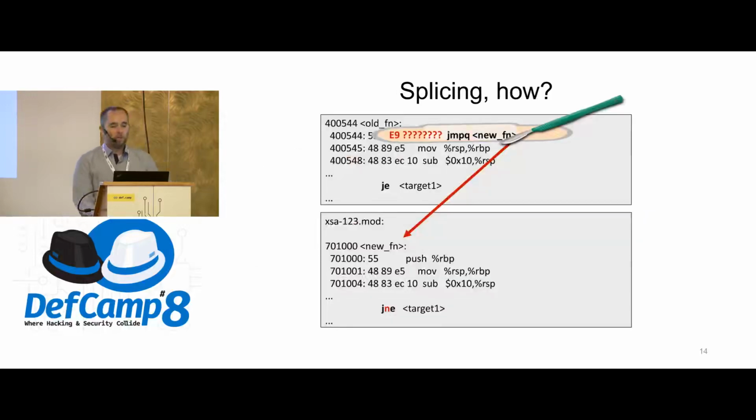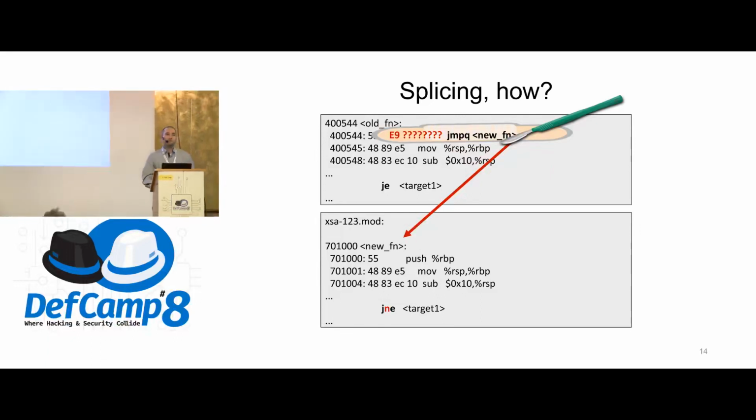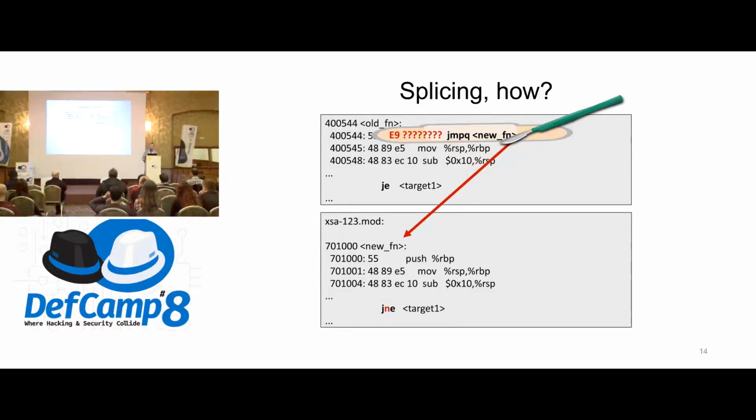So, how do we splice? We start with the original function itself. This is just a very small example function that has two pieces that I showed here, basically the prologue code in the very beginning. This is compiler generated and sets up a stack frame and so on. And then we have the actual functionality of this function, represented here by just one single conditional jump.